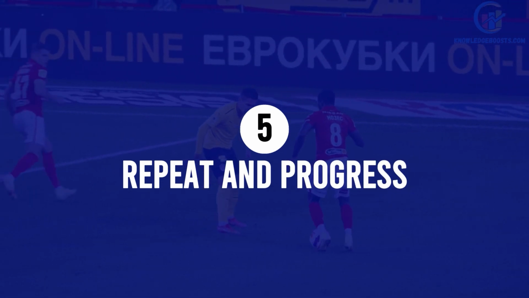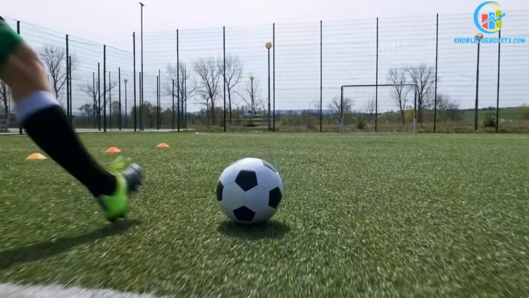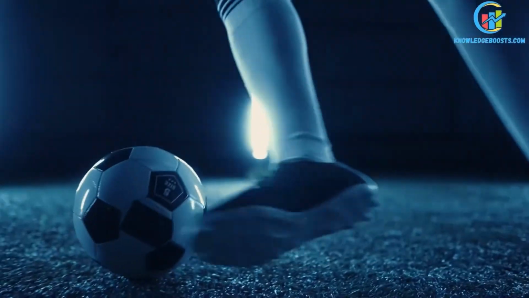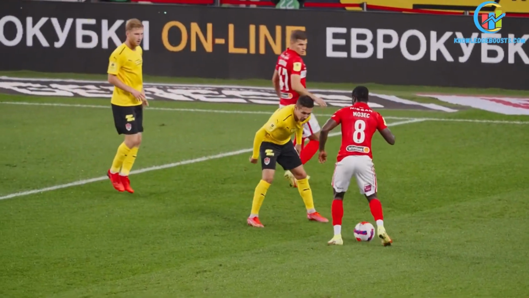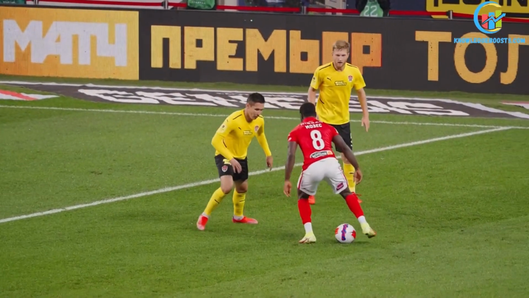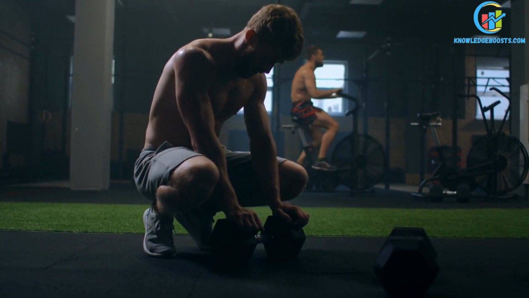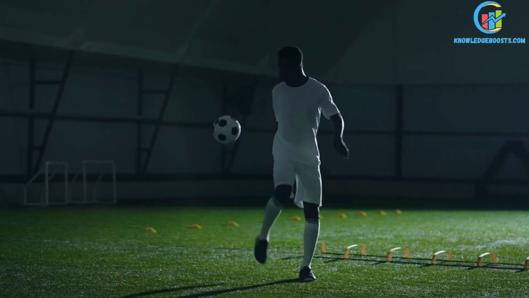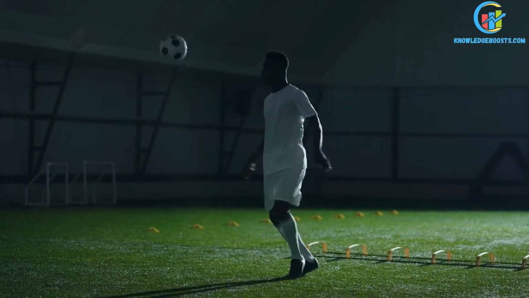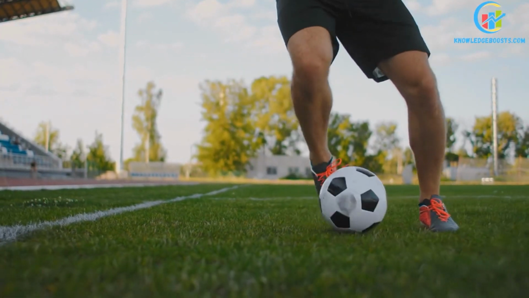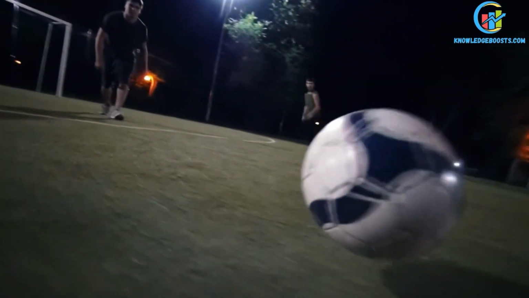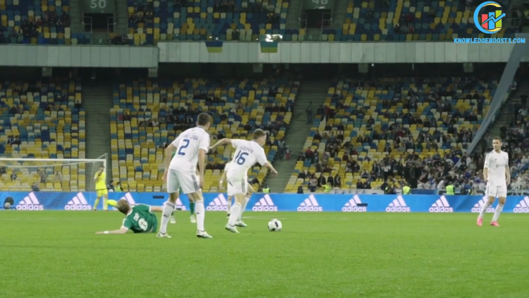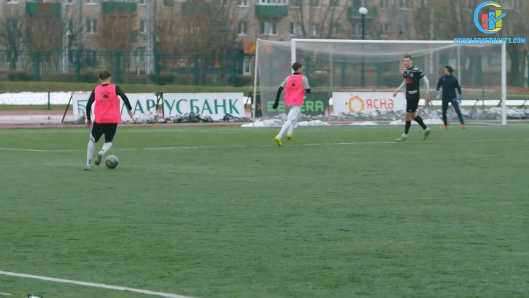Number 5. Repeat and progress. To maximize the benefits of interval training for speed and endurance in soccer, it's crucial to repeat and progress the workout over time. Athletes should aim to complete multiple rounds of high-intensity intervals followed by active recovery periods. As fitness levels improve, gradually increase the intensity, duration, or number of intervals to continue challenging the body and stimulating adaptation. Consistent repetition and progression of interval training sessions are key to achieving significant improvements in speed, endurance, and overall performance on the soccer field. Repeat the intervals followed by active recovery for several rounds, gradually increasing the intensity and duration of your intervals as your fitness improves.